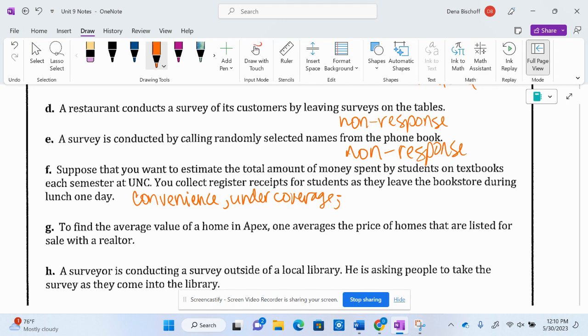Find the average value of a home in Apex. One averages the price of homes that are listed for sale. Undercoverage. And you're just missing the homes that aren't for sale.